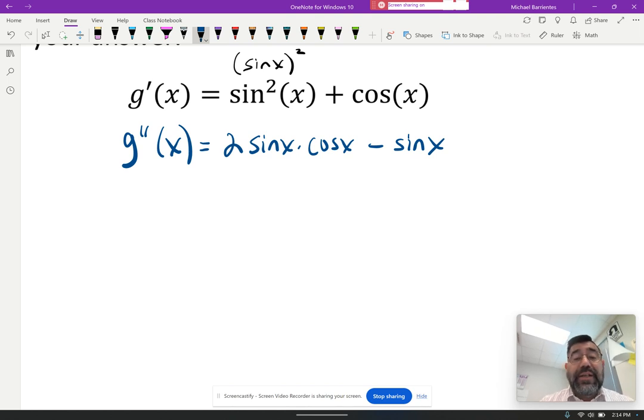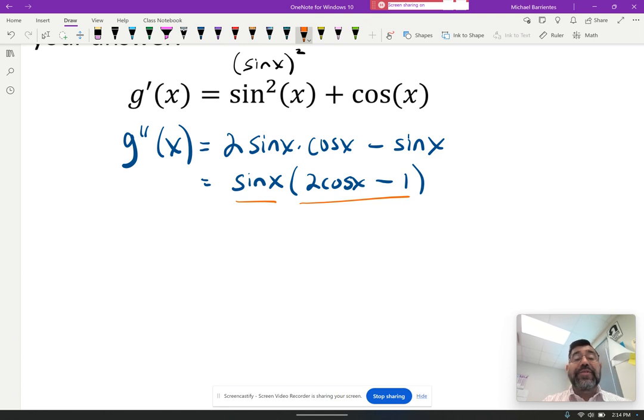Now, it's looking a little complicated here, so I notice that both of these terms have a sine x in common, so I'm going to factor out a sine x, and I'm left with this. Great, that actually works out because now I have a multiplying situation here. I have two factors that I'm multiplying.